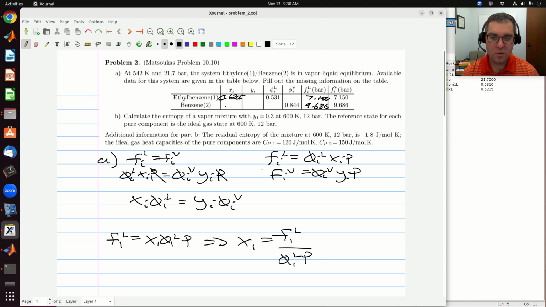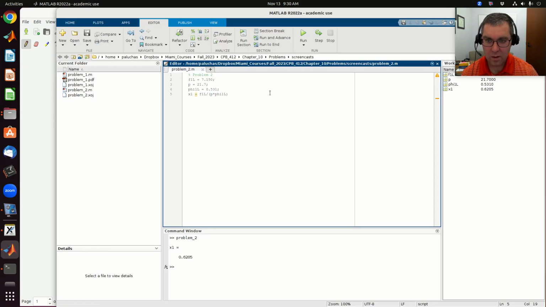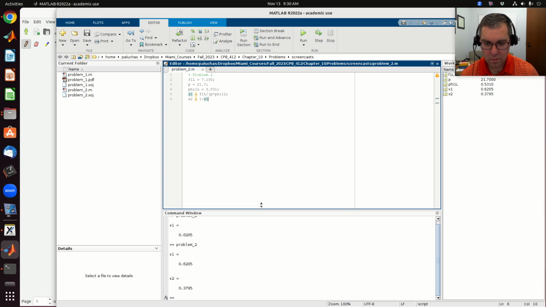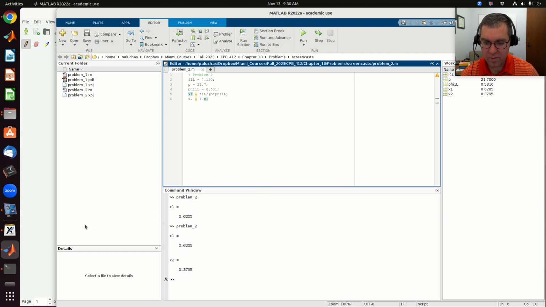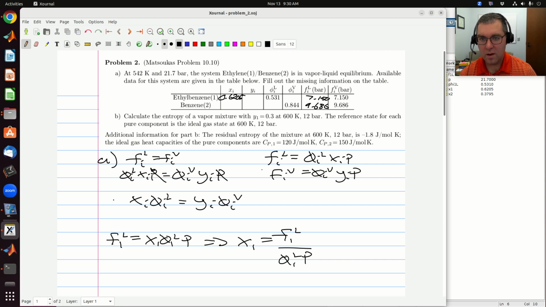Then I could get x2, because x2 is just going to be 1 minus x1. My mole fractions need to sum to 1. So x2 is 0.3795. All I applied there is remembering that my mole fractions need to sum to 1.